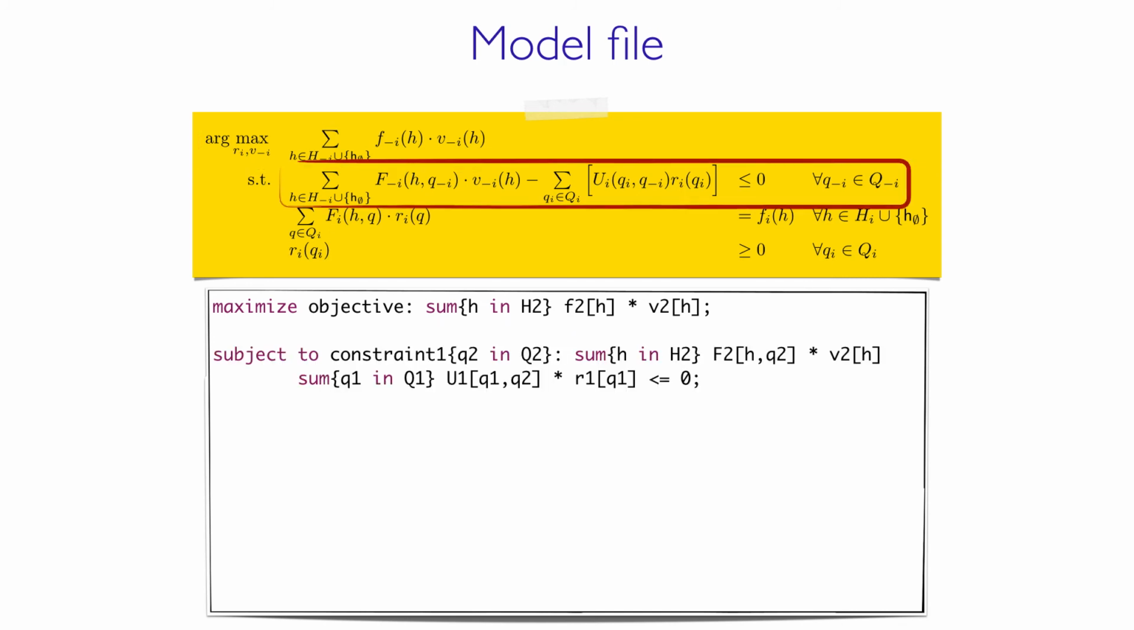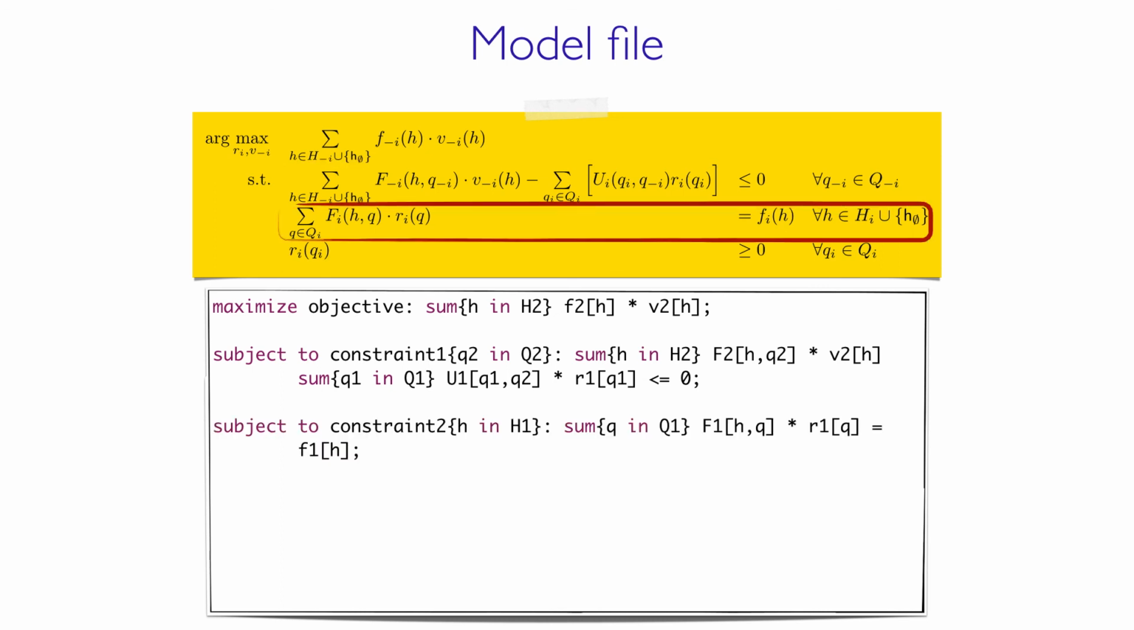Then there are the constraints that define the values of variables V2, one for each sequence of the player other than I. Thus, we have a group of constraints indexed by Q2. Finally, there are the constraints which ensure that R1 is well defined. We have a group of constraints indexed by the set H1.